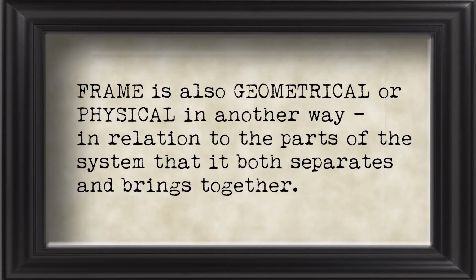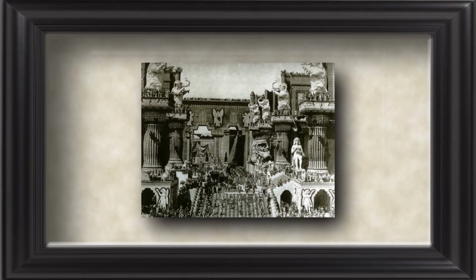The frame is also geometric or physical in another way, in relation to the parts of the system that it both separates and brings together. In the first case, the frame is inseparable from rigid geometric distinctions. A very fine image in Griffith's Intolerance cuts the screen along a vertical which corresponds to a wall of the ramparts of Babylon, whilst on the right one sees the king advancing on a higher horizontal, a high walk on the ramparts. On the left the chariots enter and leave, on a lower horizontal, through the gates of the city.